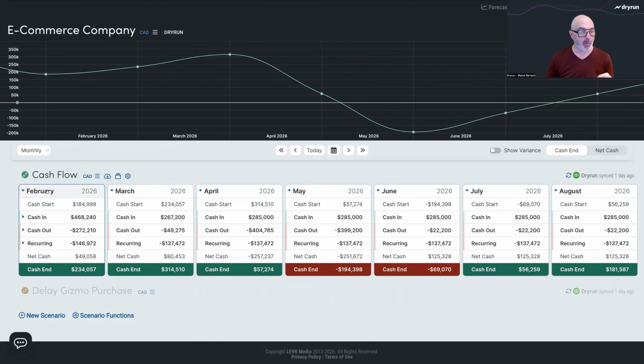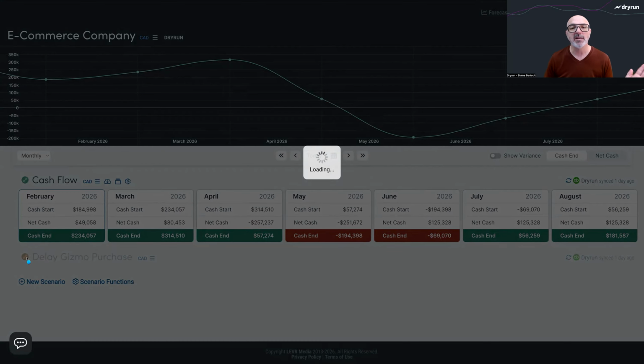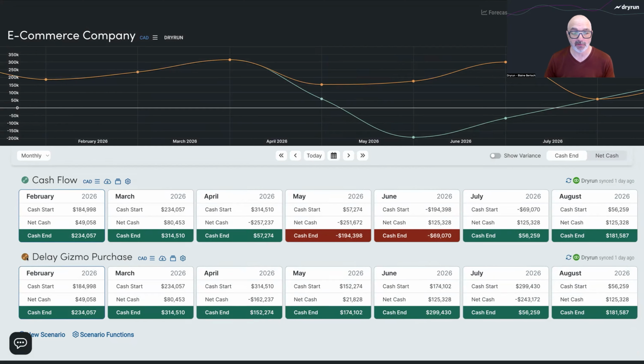So let's take a look at what happens if we just make a what-if scenario and delay the purchase of those gizmos just by a couple of months. Well, now you can see at a glance, we're good. We never go into the red.